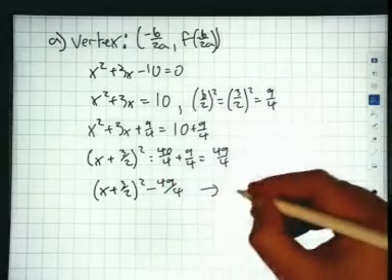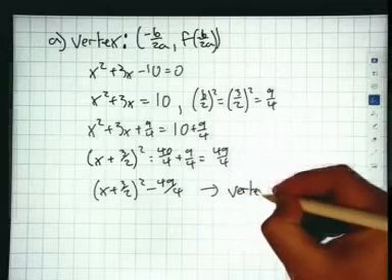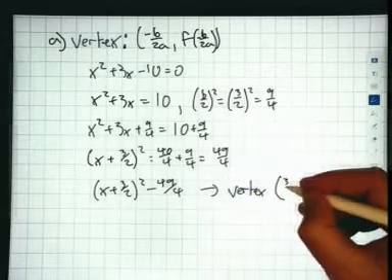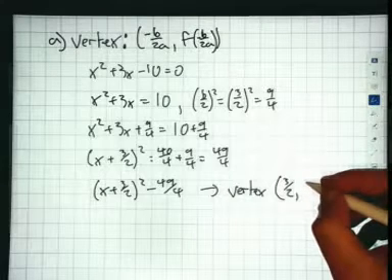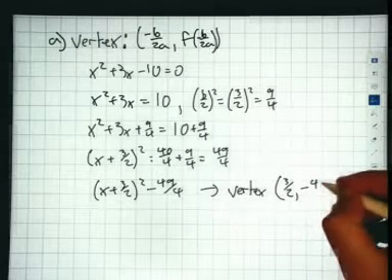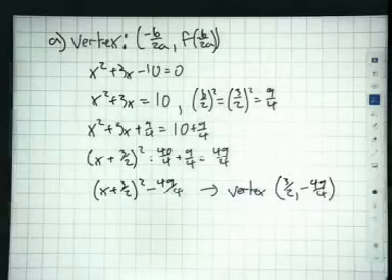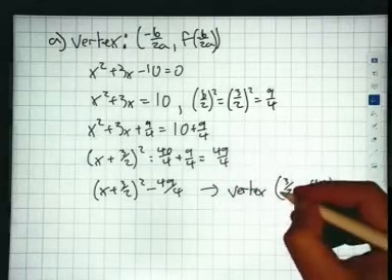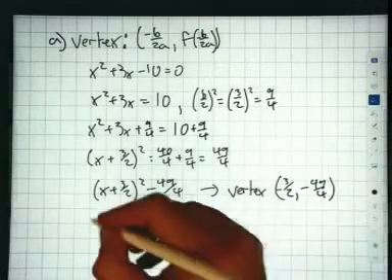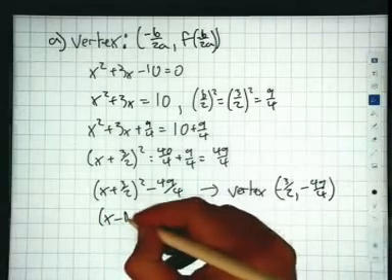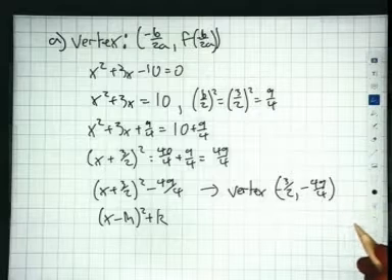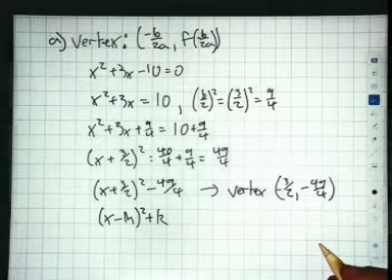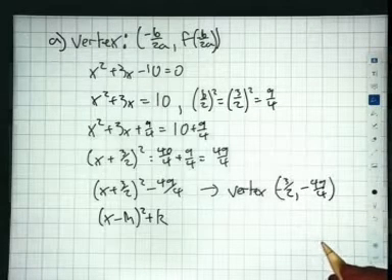So that tells me that my vertex is 3/2, comma, negative 49/4. Sorry, that's a negative 3/2, because again, you have to compare it to x minus h quantity squared plus k. So there's our vertex. Now we want to graph.